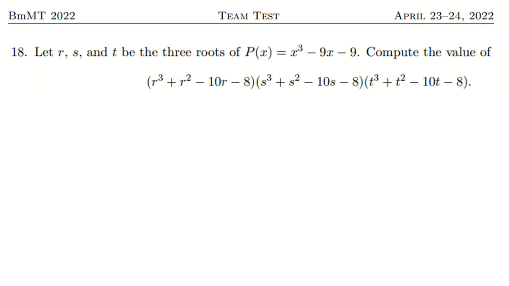Let's solve a problem from BMMT 2022, the Berkeley Mini Math Tournament, last year. It's problem number 18. It says, let R, S, and T be the three roots of P of x equals x cubed minus 9x minus 9. Compute the value of this.